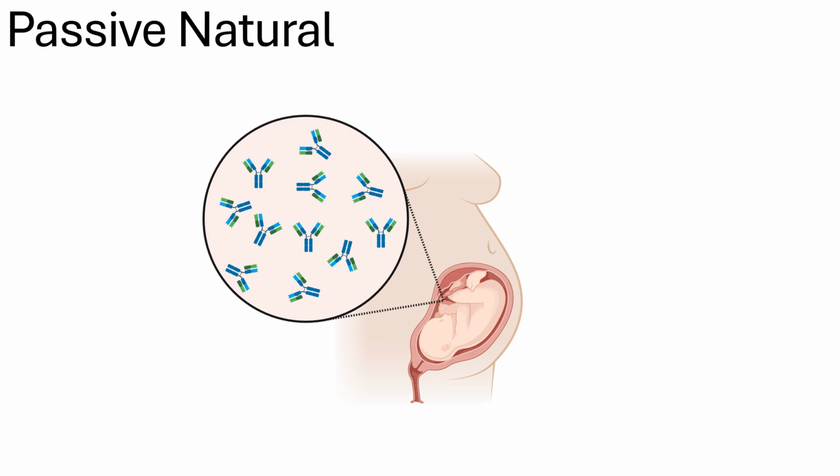When mom gives immunoglobulin Ds to baby across the placenta, this is passive natural immunity. It's passive because the baby wasn't exposed to any type of antigen or epitope, and it's natural because these immunoglobulins were given from the same organism. I mean, mom is a host to baby, they are essentially the same organism.